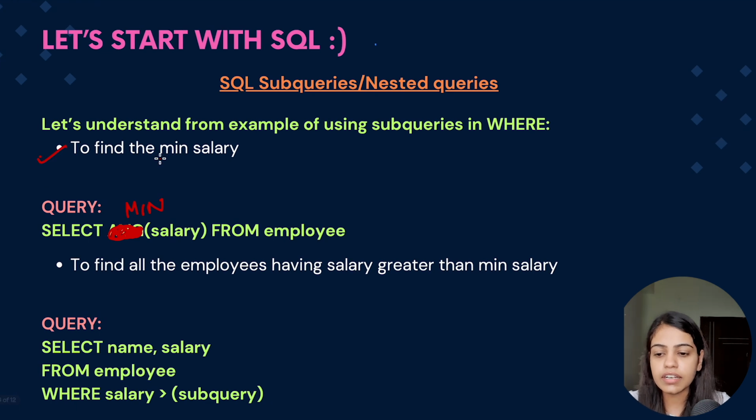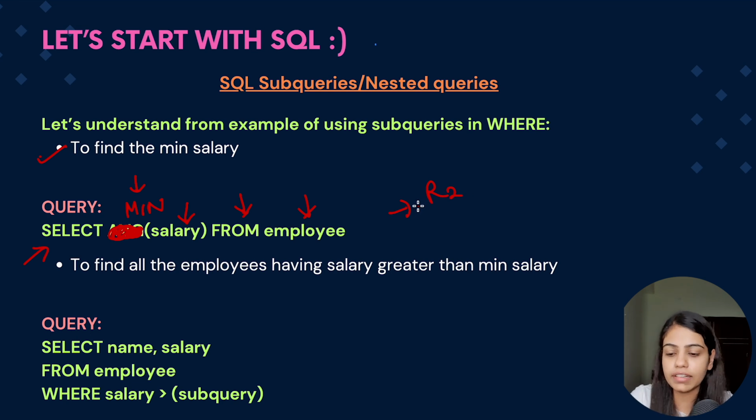So let's see first how we can find the minimum salary. First we'll give select, and then we'll give an aggregate function, min, which will take all the values present inside the column and return the minimum value. We'll give the column name as salary, and then from, and then we'll provide the table name, that is employee. So this will give me one result, the minimum salary among all the employees.